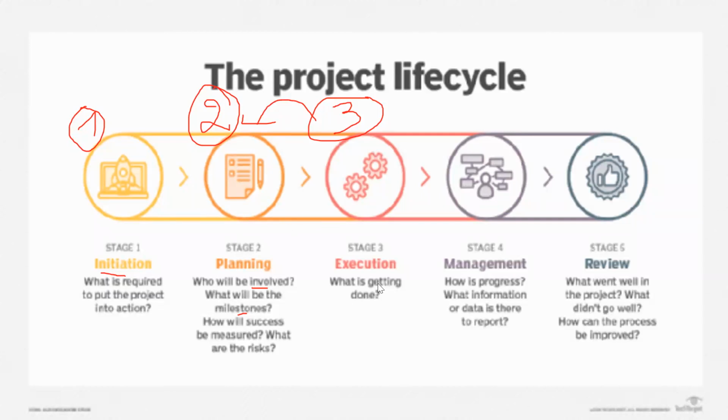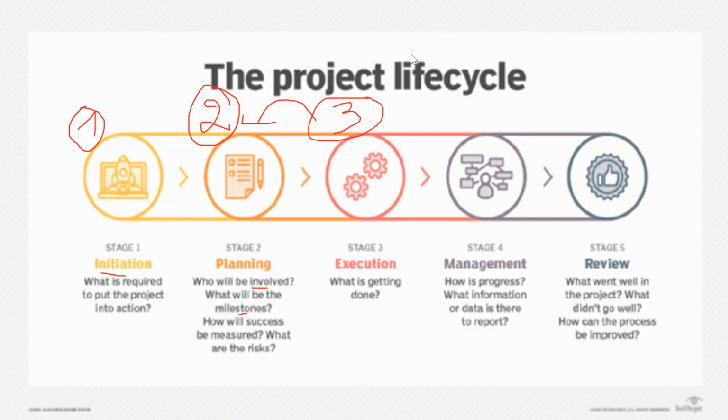Stage number 3 is the execution, which is implementing what has been planned. What is getting done? What's happening and what are we doing by hand? All of the resources that we got, what are they going to do, and what are they actually going to implement? This is the execution part. Of course, we are going to talk in detail about each and every step.